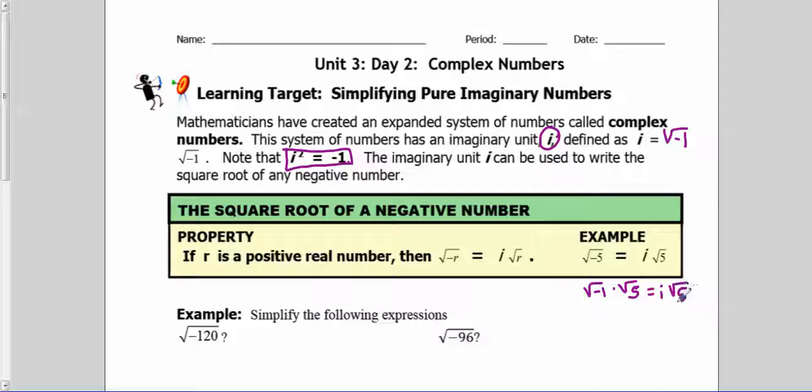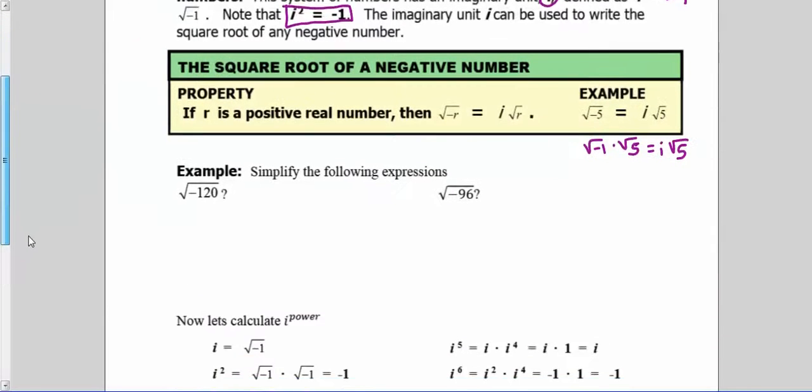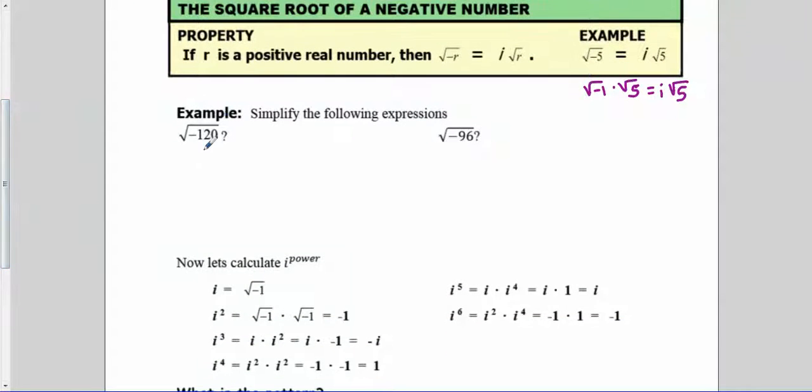We're going to do a few more examples, finding the square root of negative numbers. The first one is the square root of negative 120, so I'm going to first make that the square root of negative 1 times the square root of 120. So that's going to become an i.